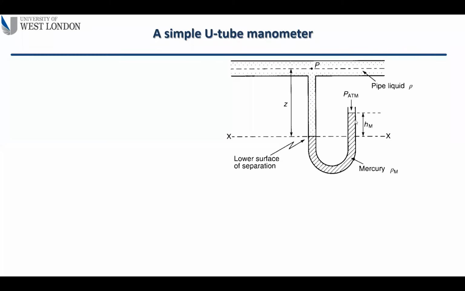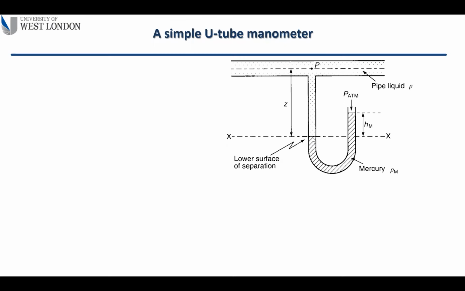In the U-tube manometer, we normally have mercury with the density of rho m. And in here, this is the separation point, the separation between the pressure at the pipe and the mercury liquid that we have inside the manometer.